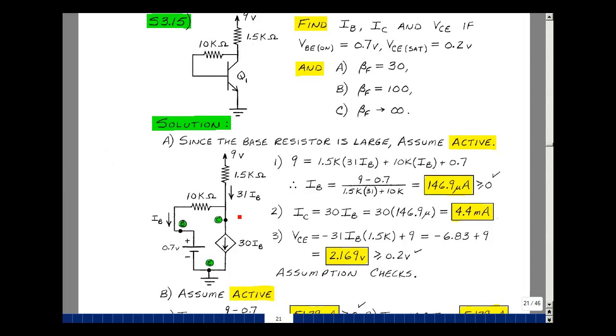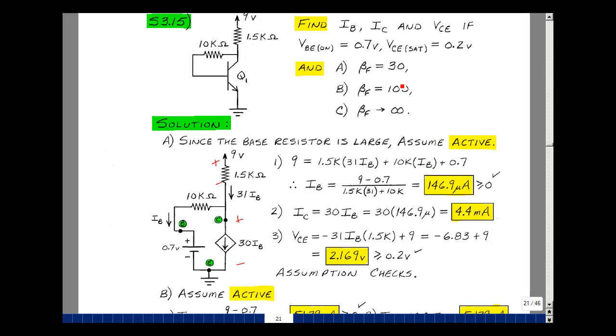The collector emitter voltage here, we can solve for by going around the loop. The rise in voltage is the collector emitter voltage. The drop is a minus 31 IB times 1.5K plus 9 volts. That's this expression. Plugging in the 146.9 microamps, I get a minus 6.83 plus 9. That's 2.169, and it's greater than or equal to 0.2 volts, so the assumption checks.